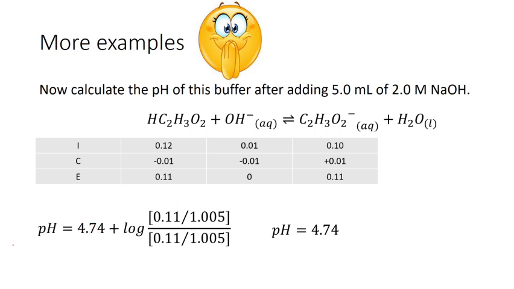Okay, there we go. That is buffers. That is calculating with buffers.